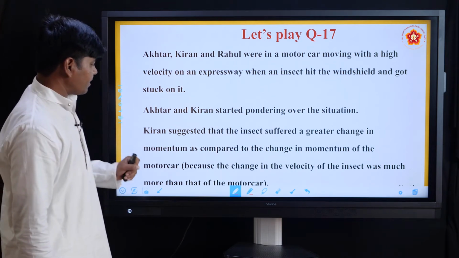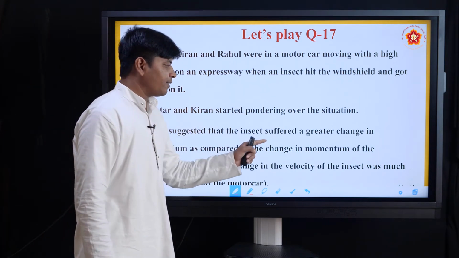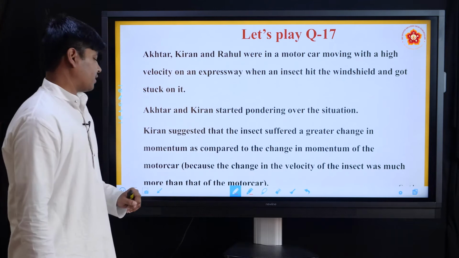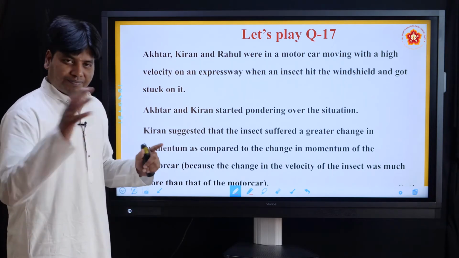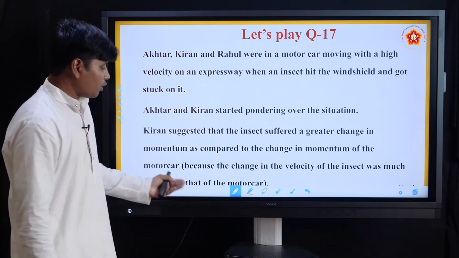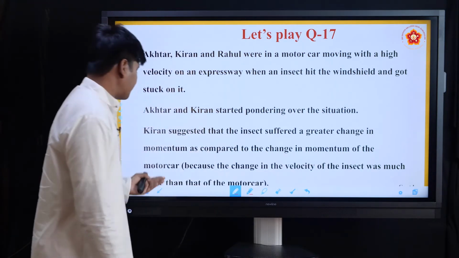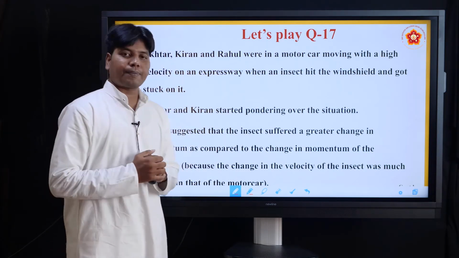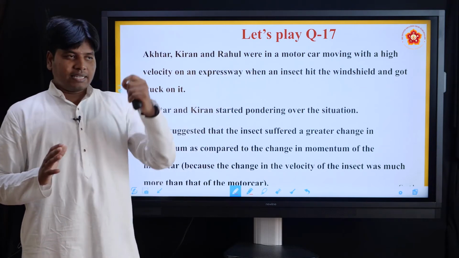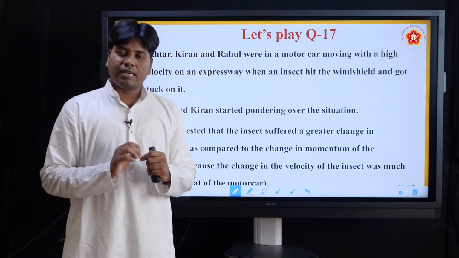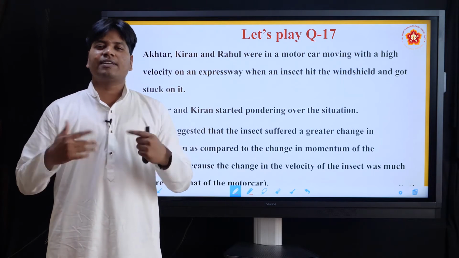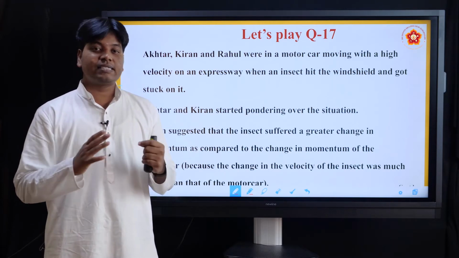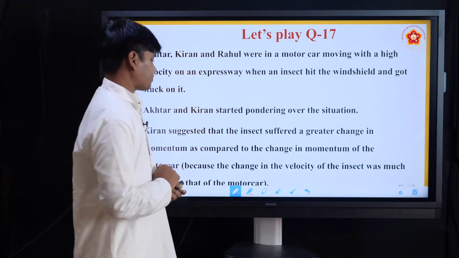Kiran suggested that the insect suffered a greater change in momentum as compared to the change in momentum of the motor car, because the change in velocity of the insect was much more than that of the motor car. So Kiran is suggesting that the insect got stuck on the windshield because it has suffered a greater change in momentum when compared to the motor car. This is Kiran's argument.